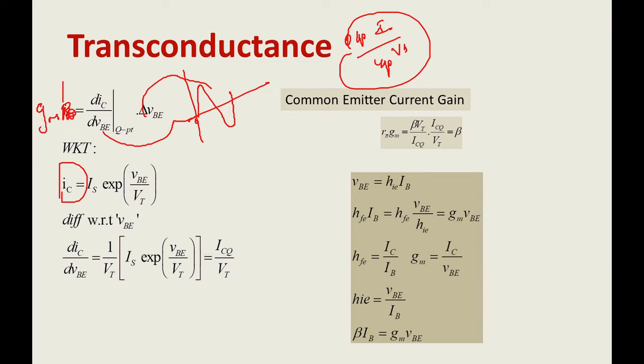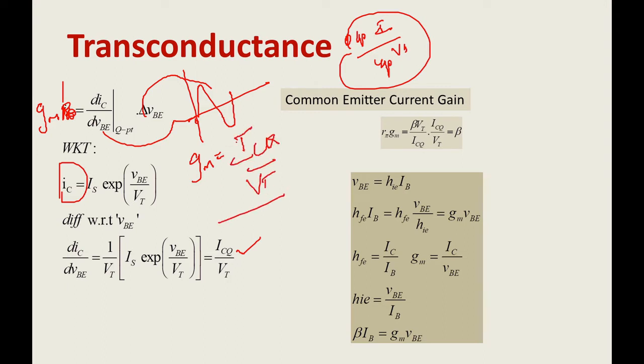GM is nothing but the change of current with respect to VB, and you know the basic relation that you've seen in the last slide also. IS exponential of VB by VT, if you differentiate with respect to VB, you will get 1 by VT IS exponential of VB by VT, and that is ICQ by VT. I am repeating again, the GM is nothing but ICQ by VT.